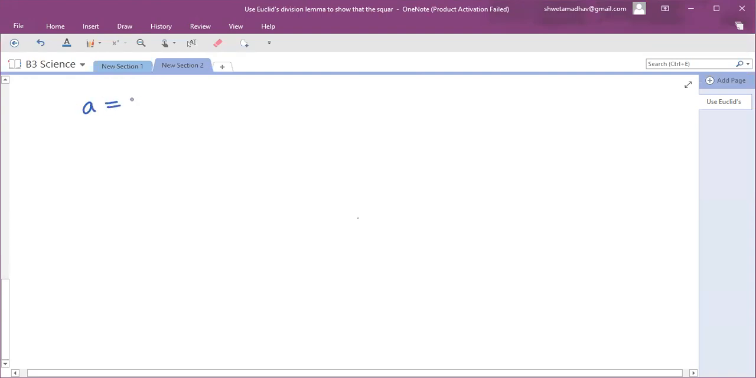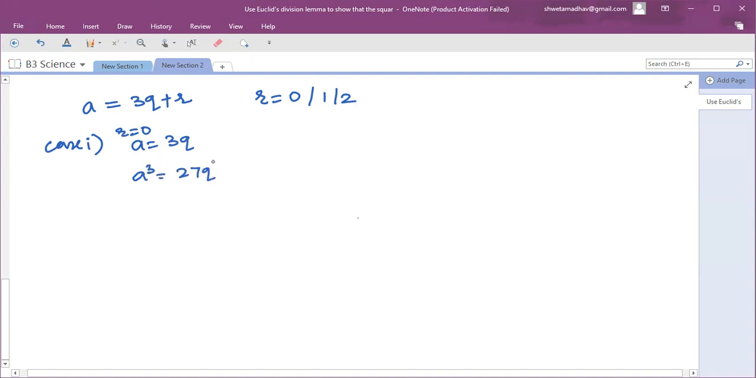So a is equal to 3q plus r. All those things you have to write. r is equal to 0 or 1 or 2. So case 1: a is equal to 3, r is equal to 0. Then a is equal to 3q. So the value of cube is 27q cube. So you can take 9 common. So it is 3q cube. That is equal to 9m, where m is equal to 3q cube. Right? Now case 2.